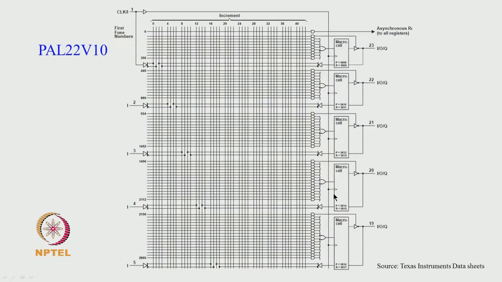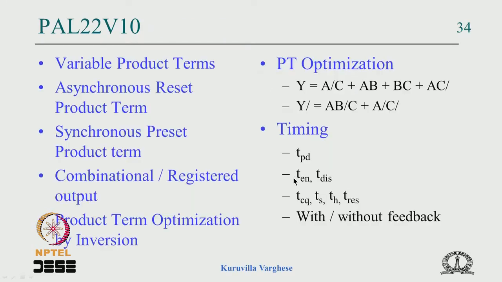So we have basically seen the 22V10 structure, the macro cell, and the summary of it, that you have variable product terms, asynchronous reset product term, synchronous preset product term. You can choose combinational or registered output. You can choose an inversion at the output of the combinational section or registered section to apply De Morgan's theorem and optimize the number of product terms. An example is shown here.